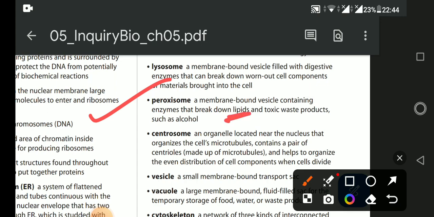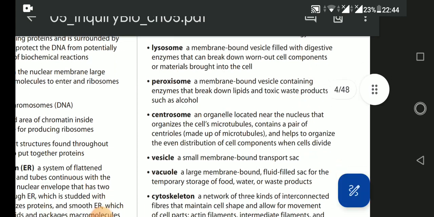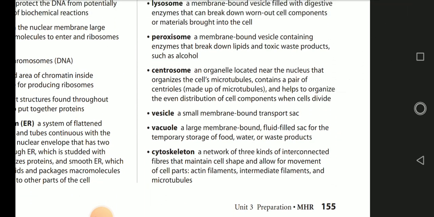Lipids means fats, and they also help in the breakdown of toxic waste products in the plant body or animal body. Another important function of peroxisomes in plants is that they convert fatty acids into sugars, and these sugars will be used by the seeds during their germination period when they germinate to form the new plant. Then we have vesicles.